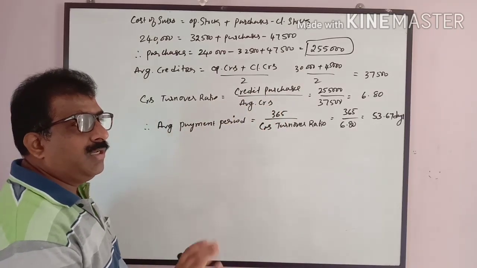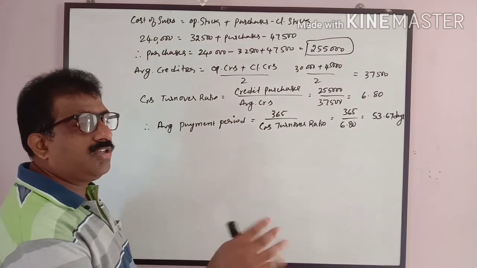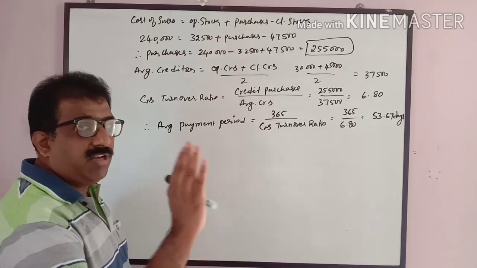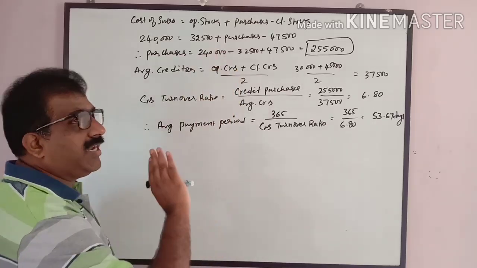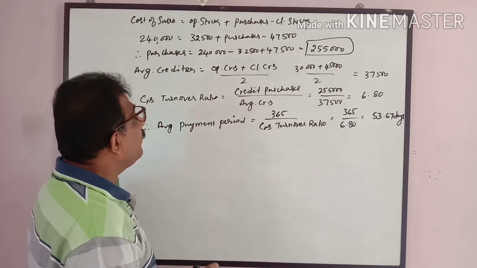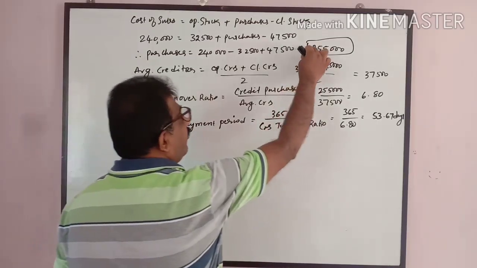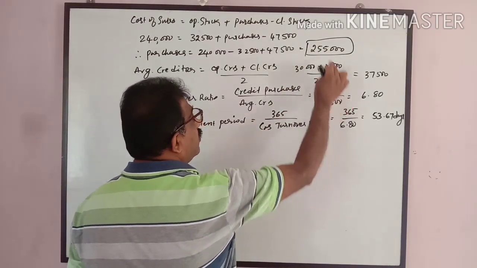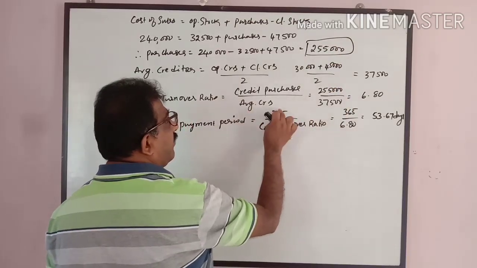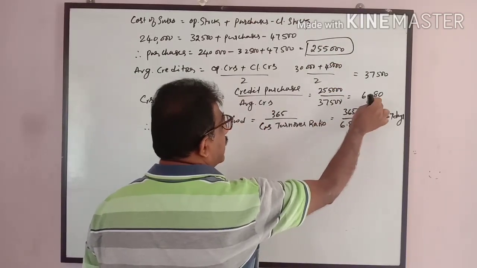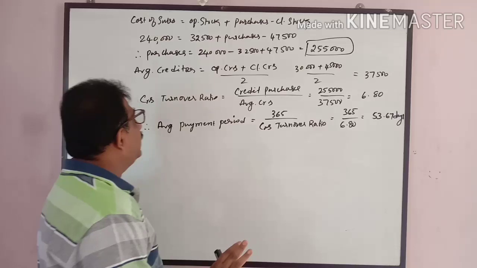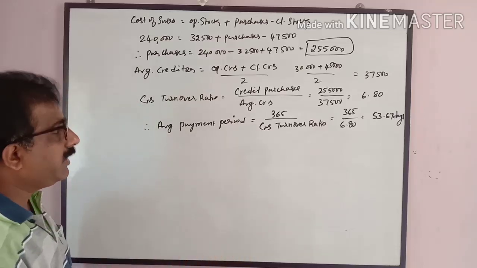In the problem it is not mentioned what the amount of cash sales is, so I will assume the entire 2,55,000 is credit purchases. 2,55,000, which I calculated just now, divided by average creditors 37,500, gives 6.80 as the creditors turnover ratio.